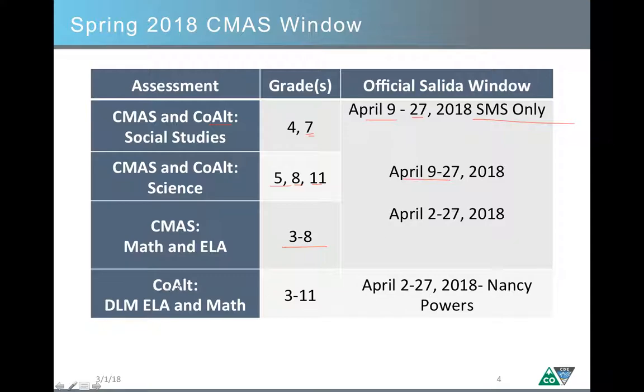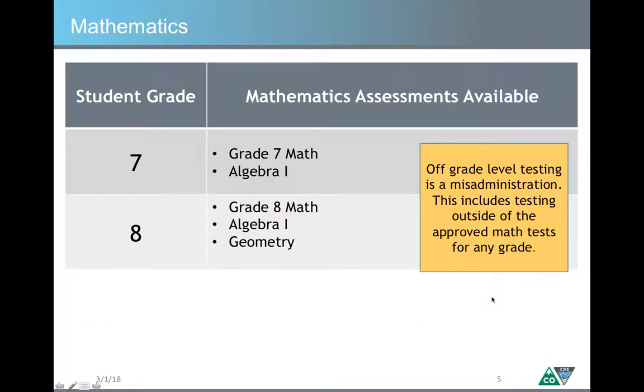And then you have the COALT, the Colorado Alternative for Math and ELA. Those students will be taking what's called the DLM, or Dynamic Learning Maps, and that is done from April the 2nd through the 27th in Nancy Power's room. She's taking care of that for us this year.